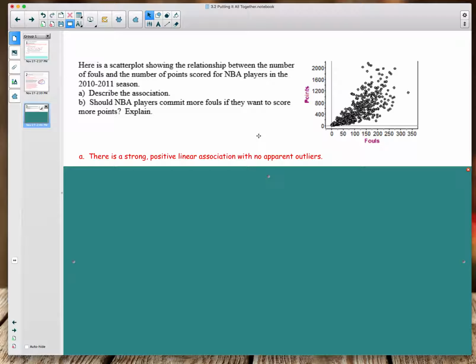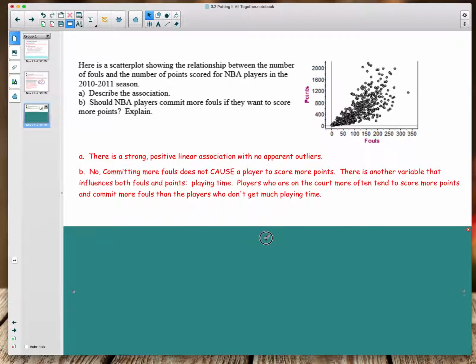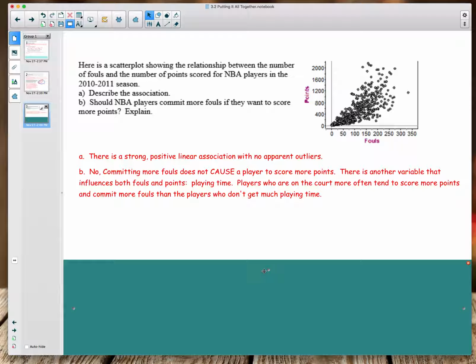So there's another variable that influences both fouls and points. Take a second to think about what that could be. How are you going to score more points, and how are you also going to commit more fouls? Well, you're going to have more playing time. So players who are on the court more often are going to have more opportunities to score more points. You're also going to have more opportunities to commit fouls than players who are not on the court as much and not getting as much playing time. So there is our explanation for B.